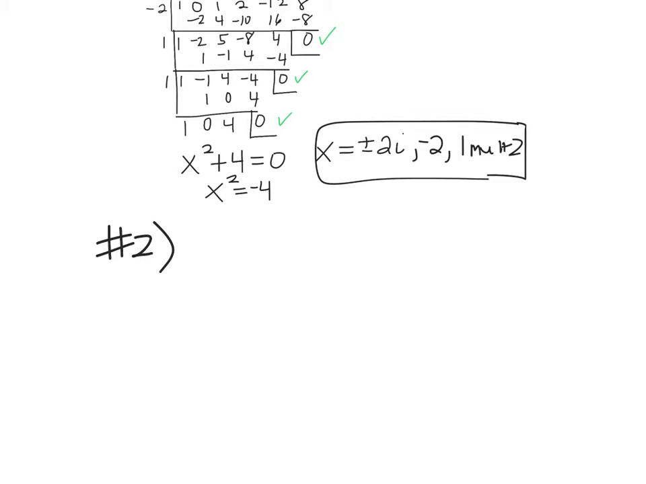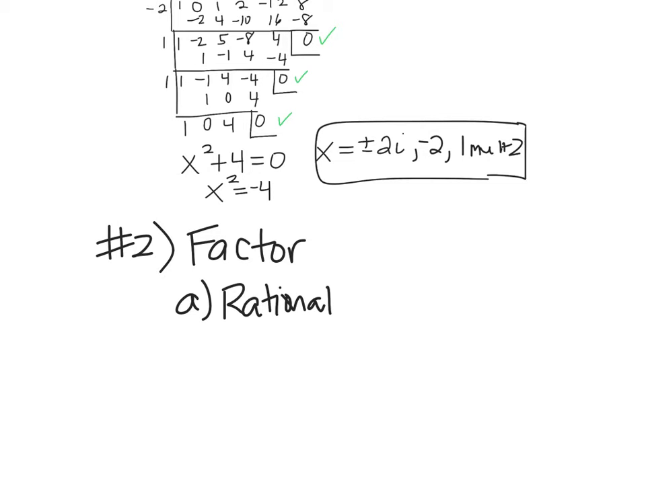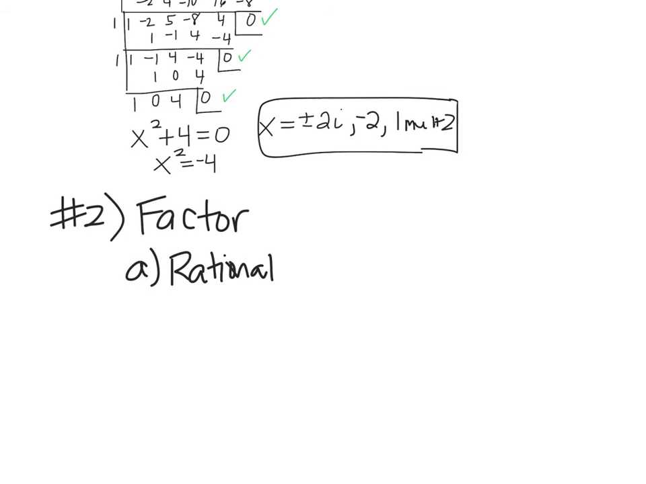Okay, now, number 2. For number 2, we are going to factor. And you guys are really good at factoring. We're going to factor over 3 different number systems. We are first going to factor over the rational numbers. Now, in order to factor over the rational numbers, you need to know what rational numbers are. So rational numbers are all the numbers you know except for the really ugly ones like pi and rad 2 and those kinds of numbers. So we're going to factor over the rational numbers, and then we're going to factor over a different set of numbers.